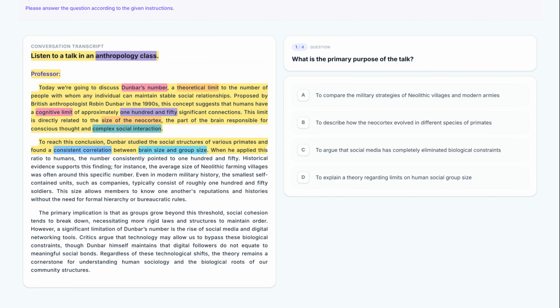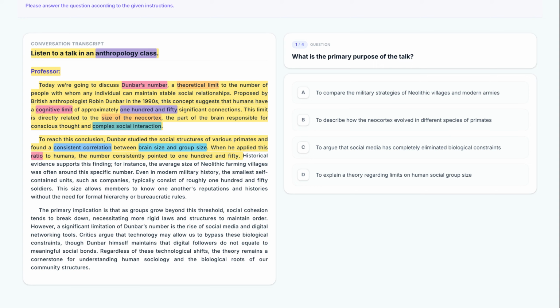When he applied this ratio to humans, the number consistently pointed to 150. The speaker notes that when this ratio is applied to humans, it leads back to the same 150 figure. Historical evidence supports this finding. For instance, the average size of Neolithic farming villages was often around this specific number. To ground the theory, the professor cites historical evidence involving Neolithic farming villages that stayed near this population size.